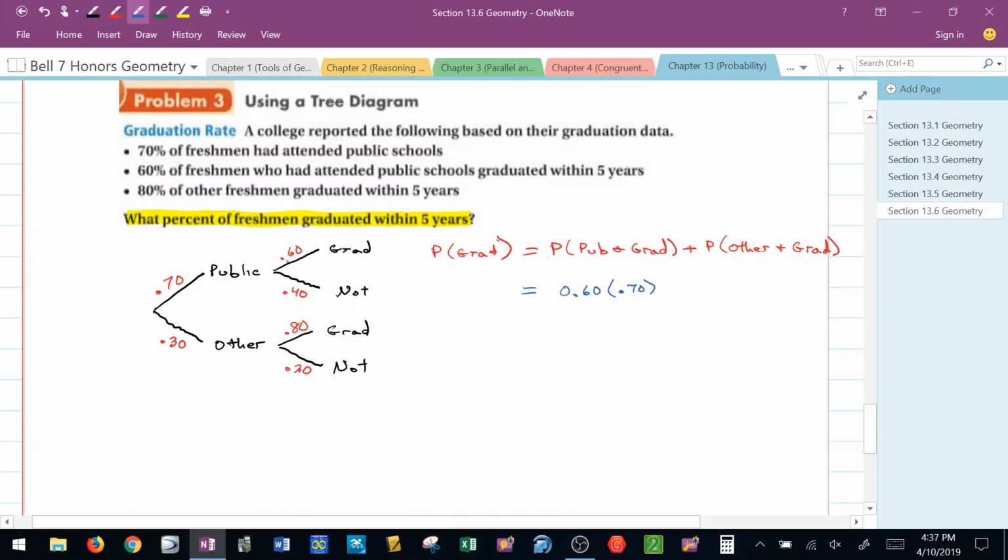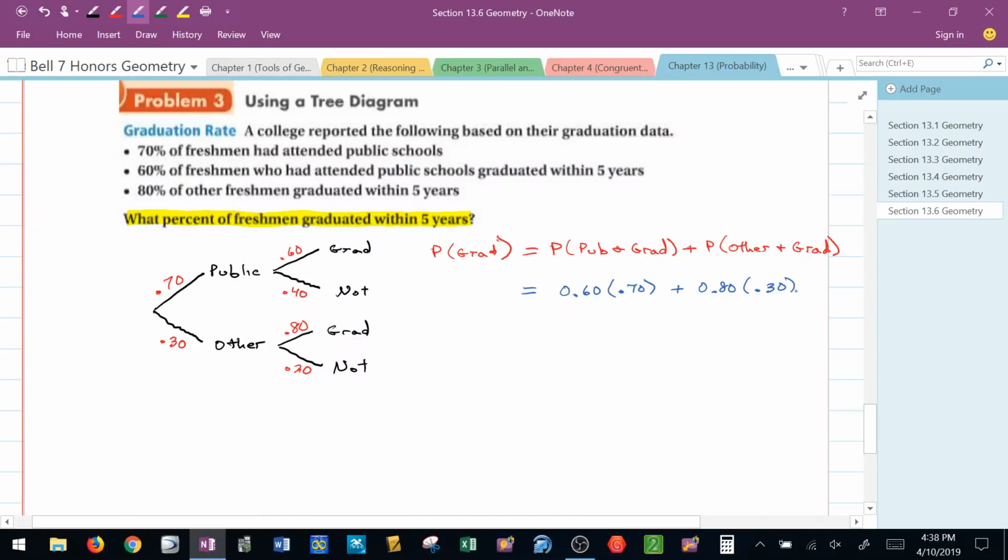Probability that they graduated, 60%. Probability that they came from public, 70%. And really remember that graduated part right there is really graduated given that they came from a public school. All right? I'm going to add to that the other and grad, so that's 80%. So again, that 80% is really graduated given that they came from somewhere other than a public. And multiply that with the probability that they came from the other, which would be 30%.